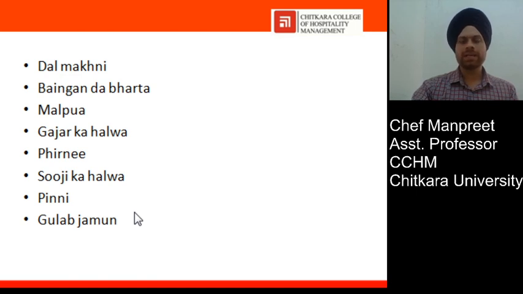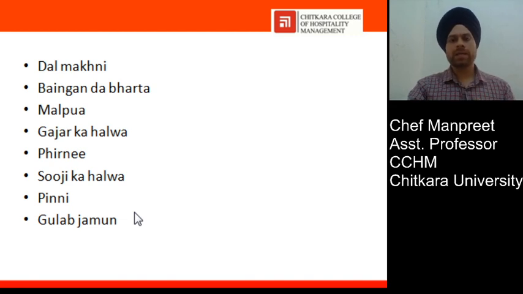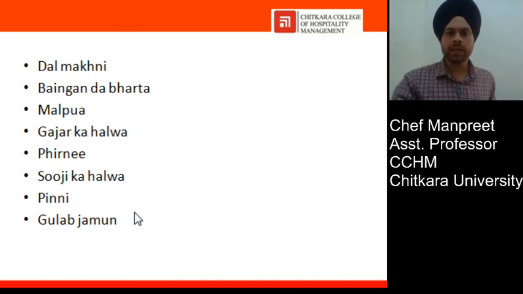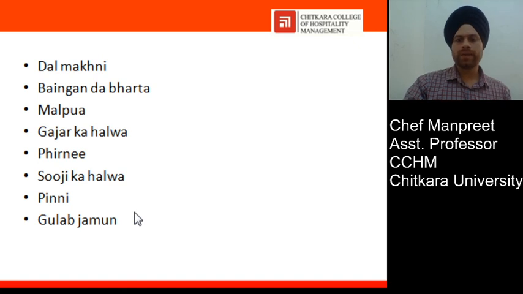Suji ka halwa is a halwa preparation prepared with semolina, and it should be cooked in ghee, and some dry fruits are added to it. And pinni, yes, it is a kind of cake prepared with whole wheat flour, and it should be cooked in clarified butter, and some dry fruit should be added into it.